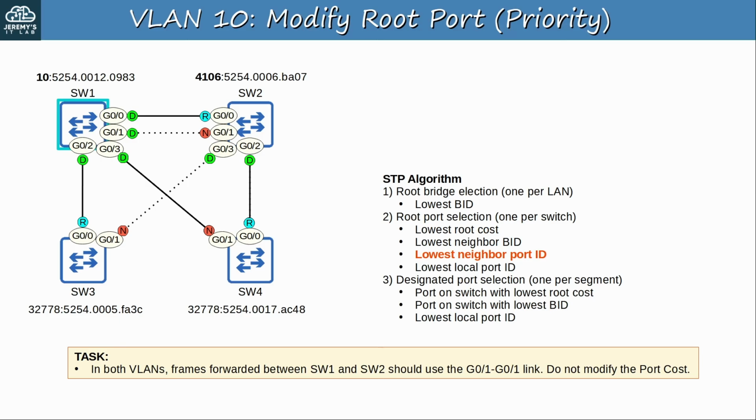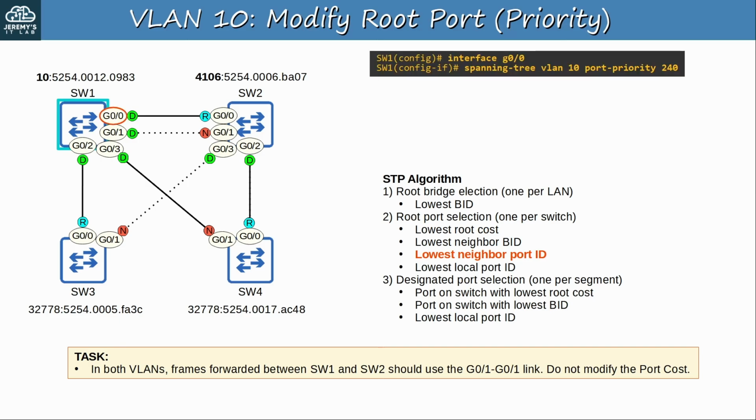We could make switch 1 G00 less preferable by increasing its priority value, or make switch 1 G01 more preferable by decreasing its priority value. In this case, I chose the former. I increased switch 1 G00's priority from the default of 128 with the spanning-tree vlan 10 port-priority 240 command. Now, switch 1 G01 has a lower port ID than switch 1 G00.